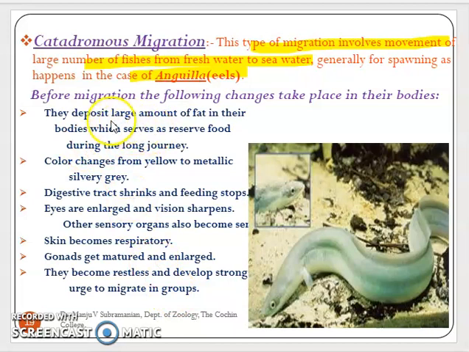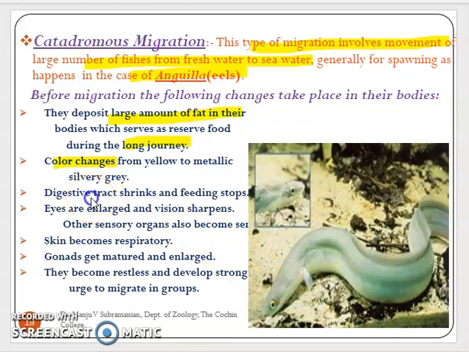They deposit a large amount of fat in their body, which serves as reserve food during the long journey. Sometimes it takes months to reach the spawning ground, and they store the reserve fat materials in the body as reserve food. The color changes from yellow to metallic silvery gray. You can see here a metallic silvery gray eel. It is an eel that is ready to undergo the catadromous migration.